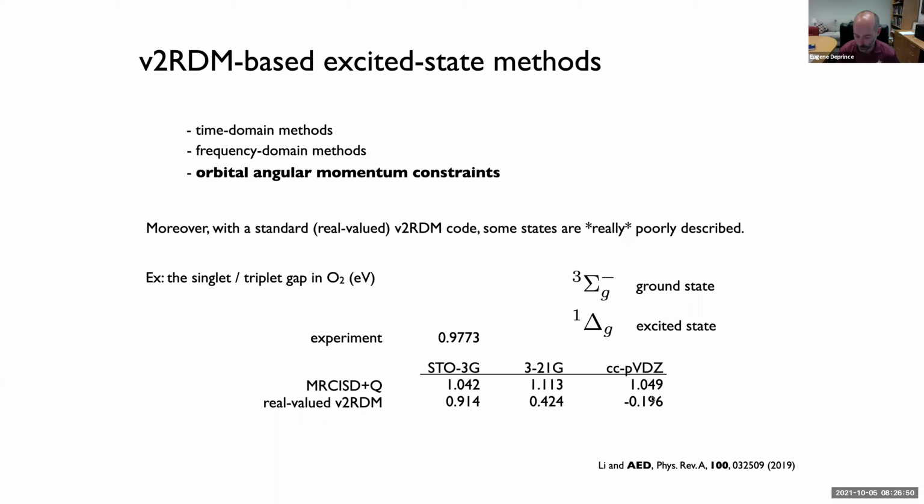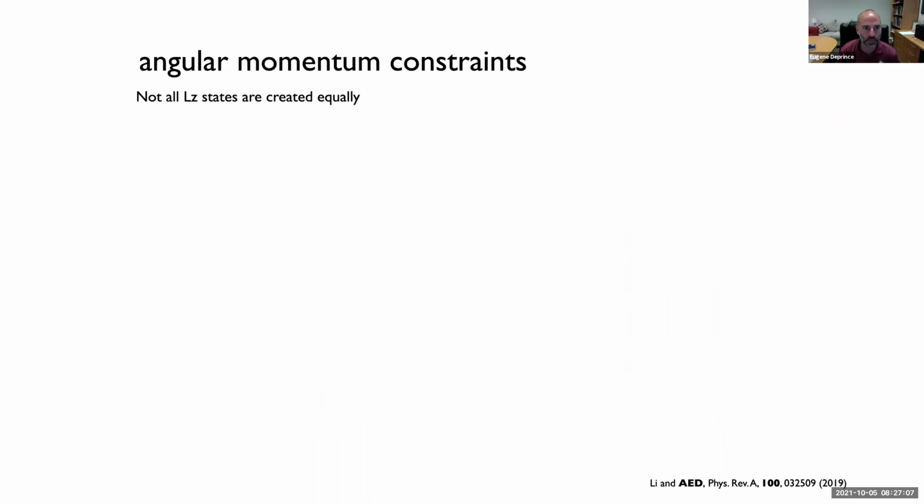Well, we can use those angular momentum constraints I just mentioned. If I have a complex V2RDM code with angular momentum constraints, then I fix the sign on this. Not only do I fix the sign, but the answer is actually pretty good compared to the higher level of theory. So that's great, we can fix this.